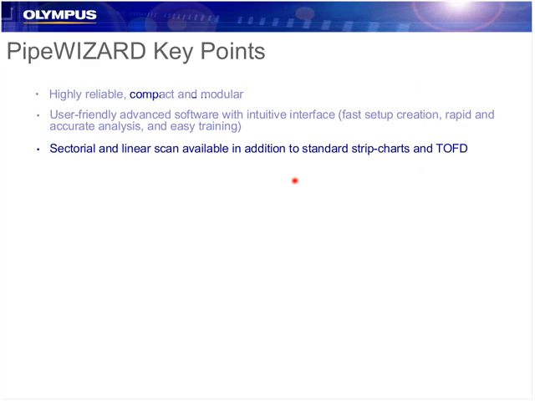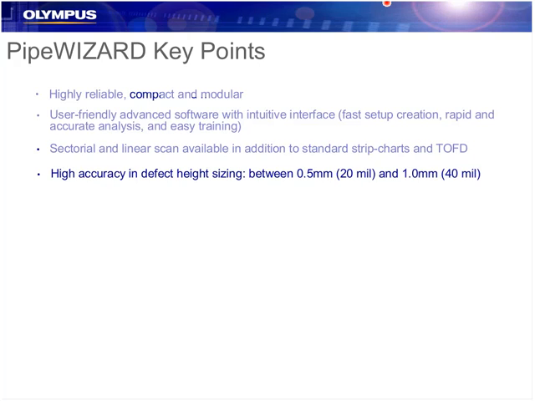The ability to use sectorial linear scans, along with the strip charts and time of flight diffraction, really allows it to be a full-use phased array system, not just usable in a pipeline zone discrimination situation. Very high accuracy in defect height sizing often allows us fewer rejects. A great alternative to radiography technique, typically about a 0.5 millimeter to 1 millimeter sizing in the height axis.